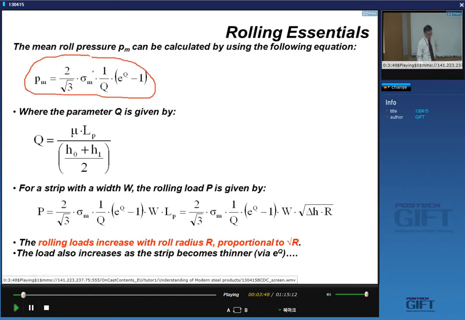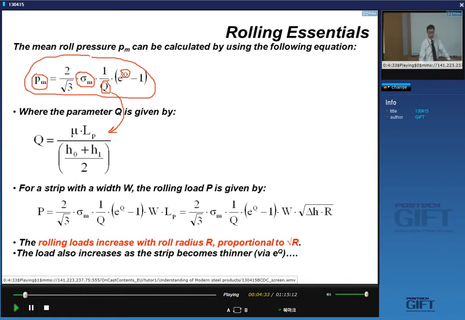And so what you see is that this mean pressure is proportional to the strength of the material at the temperature where you do the rolling, and then a parameter Q. All the other parameters are numerical parameters. And this parameter Q is given by this simple formula here: friction coefficient times contact arc length divided by the mean thickness in the roll gap. And the mean thickness is the entry thickness plus the exit thickness, divided by 2.